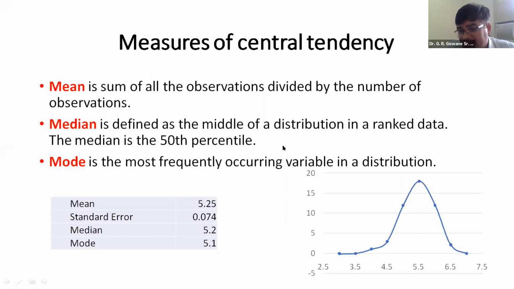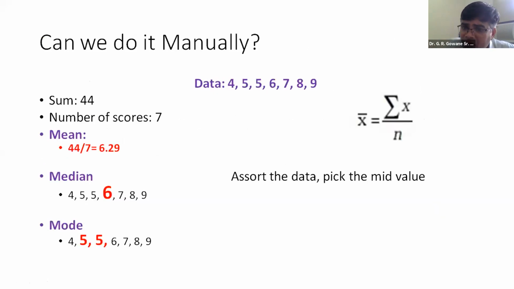For our data, the 48 women height data, you can see that we have a mean of 5.25, median of 5.2, and mode of 5.1. Can we do it manually? Yes, we can do it manually. Suppose you have a data set of 4, 5, 5, 6, 7, 8, and 9. For this data set, you get the mean by summation of all these data points divided by the number of data points. So it is basically 44 divided by 7, you get 6.29.